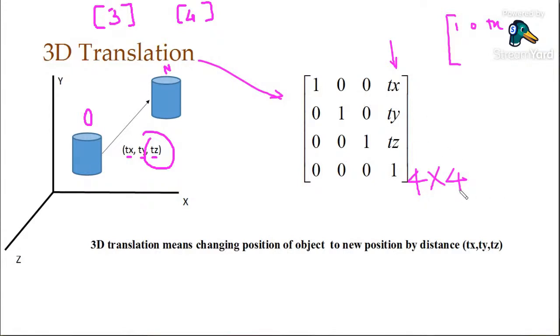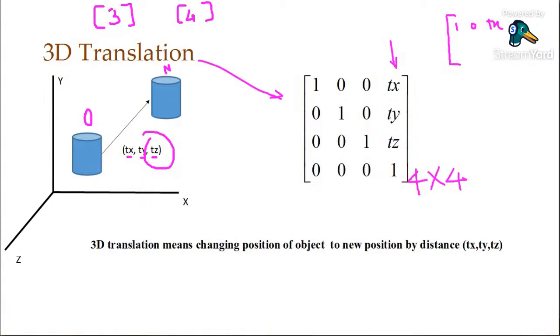So I think you have understood what a 3D translation is. Translation means changing the position of the object. It will change the position. You are taking a 3D object from one place to another place. So that is called 3D translation.